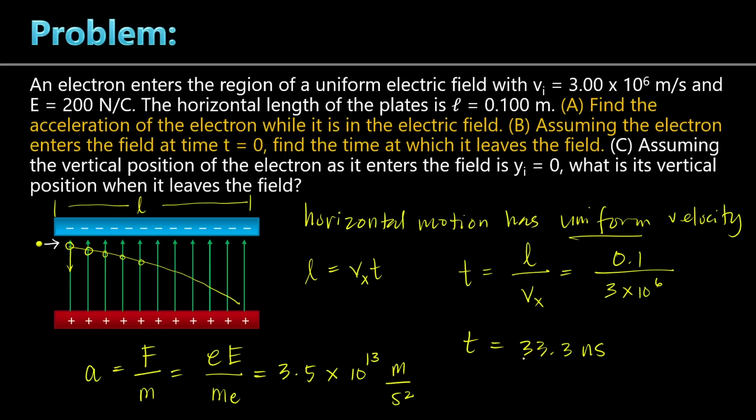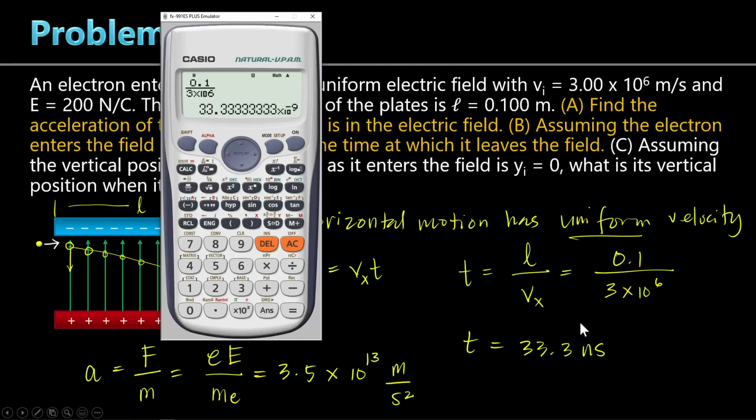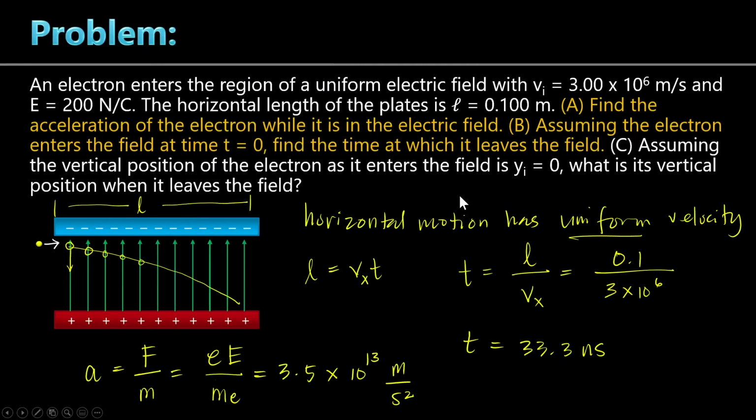Nanoseconds lang siya. 33.3 nanoseconds. Pero isave natin yan. Bakit? Kasi gagamitin ulit natin yan sa pagkukompute ng letter C. Ano naman yung tanong sa letter C? Assuming that the vertical position of the electron as it enters the field is yi equal to 0.